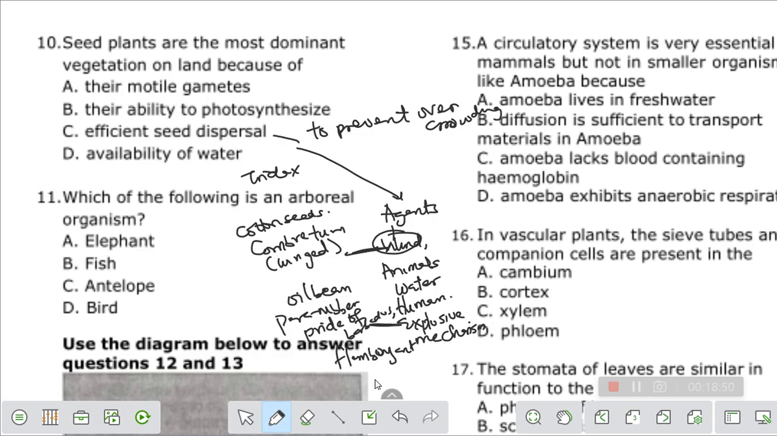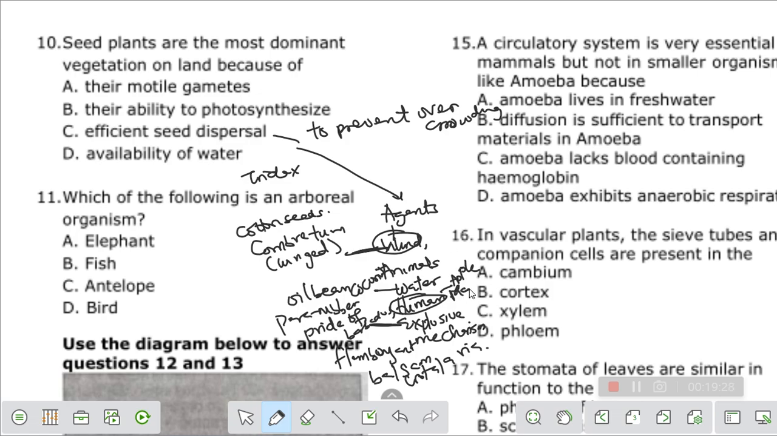So don't forget, for dispersal by water, it has to do with coconuts. So coconuts mainly. For human beings, all those fruits that you normally eat, apple, mango, orange, you can go to the tree and plant them. Something that is very sweet. So now, the flowering plants are the most dominant vegetation on land because of what? Efficient seed dispersal. Because you can easily take their seeds and disperse them to another place, and when they are dispersed to another place, they can quickly grow.